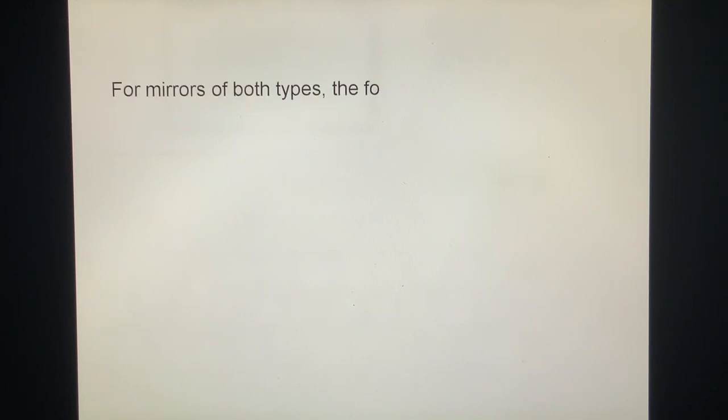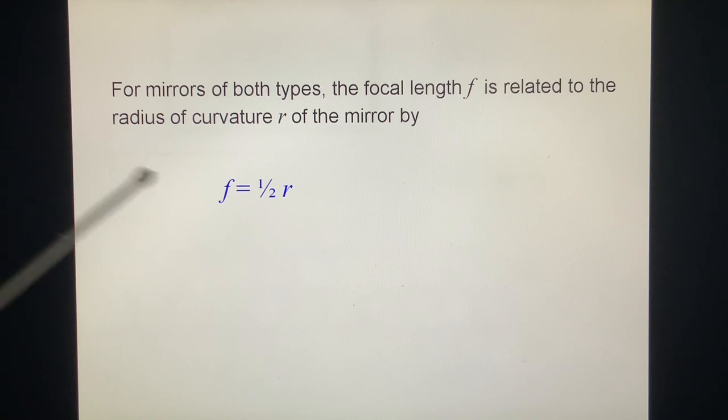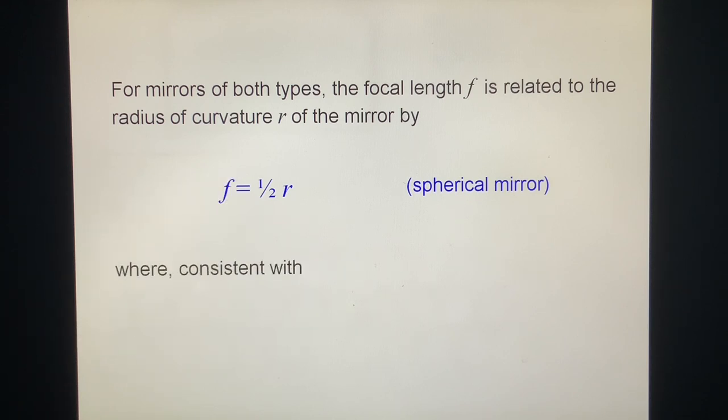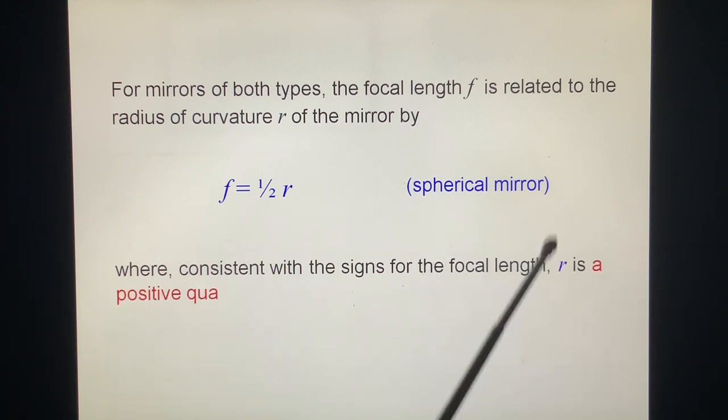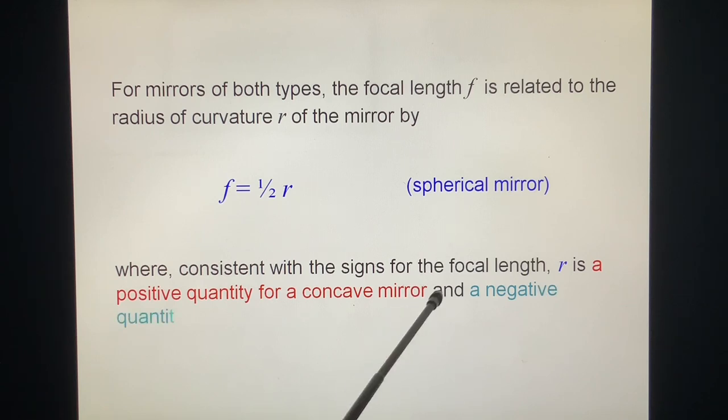For mirrors of both types, the focal length F is related to the radius of curvature R of the mirror by F equals half R. This is for spherical mirrors. We will prove it later. Consistent with the signs for the focal length, R is a positive quantity for a concave mirror and R is a negative quantity for a convex mirror.